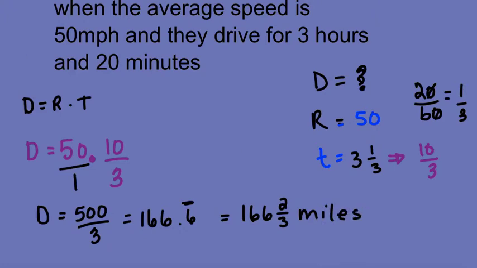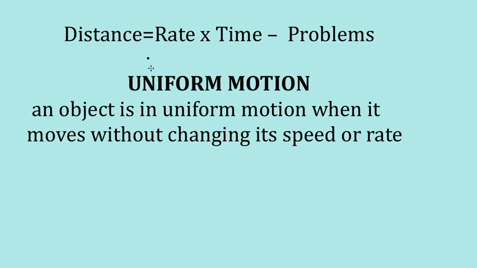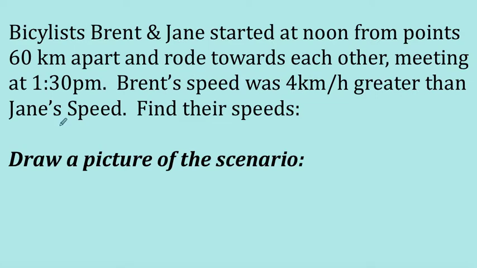All right. How are we going to use this? Well, we're going to use this by looking at something called D equals R times T problems. But our problems are going to involve something called uniform motion. Uniform motion is when an object moves without changing its speed or rate. So we don't have to worry about if the car sped up or if the boat sped up. We're going to be dealing with uniform motion, so going the same rate. Okay. All right. So here's an example.